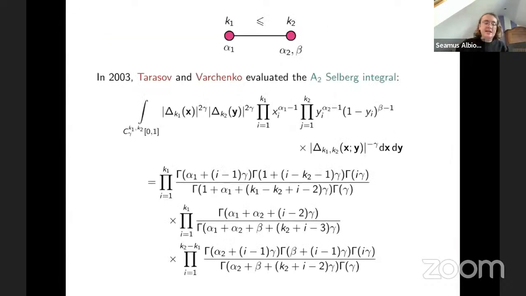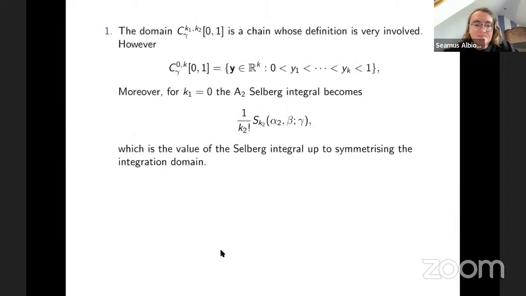And you can see that immediately from the evaluation, because if you set K1 to 0, the first two products here just disappear, and you only have this product up to K2. This is just the value of the Selberg integral, after you've played with these gamma functions on the right. With A1 gone, you just have A2.